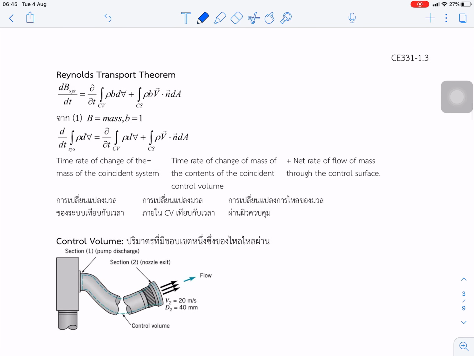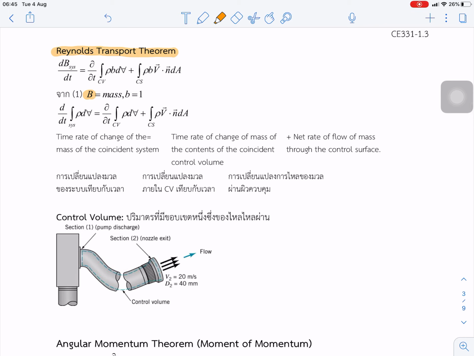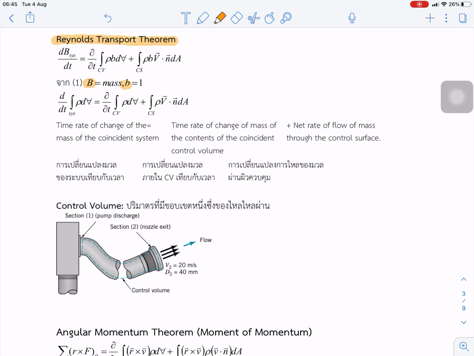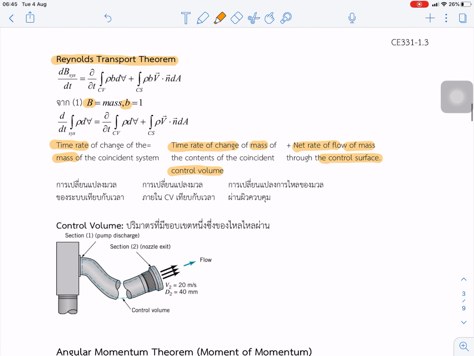And the next topic, we learn how to use the Reynolds transport theorem. From this equation, the first B, capital B, is a mass, and we divided by per mass we got small b. This term we can explain that the time rate of change of the mass of the system is equal to the time rate of change of mass inside the control volume plus the net rate of flow of mass through the control surface. And that is the explanation of the Reynolds transport theorem.